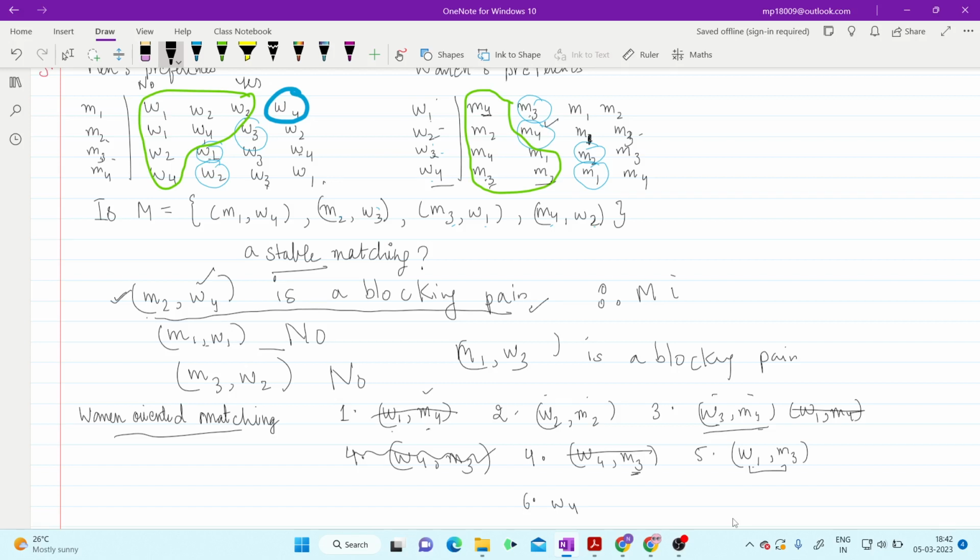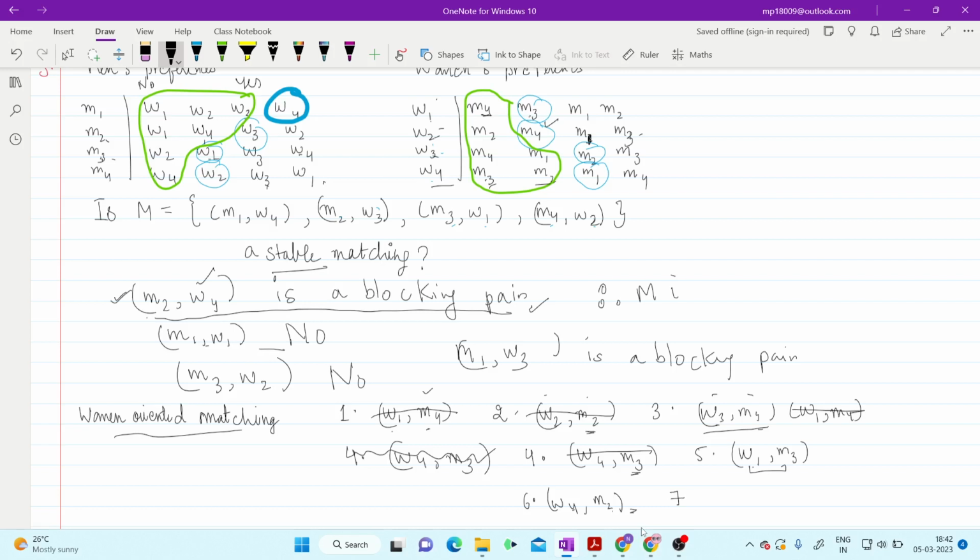So W4 has already approached M3, but now W4 will approach the next person, M2. M2 has already been approached, so we'll compare with M2. M2 prefers W4 over W2, so this W2 M2 pair will also get cut, and we are left with W4 M2. So at the sixth step also we don't have a stable matching.